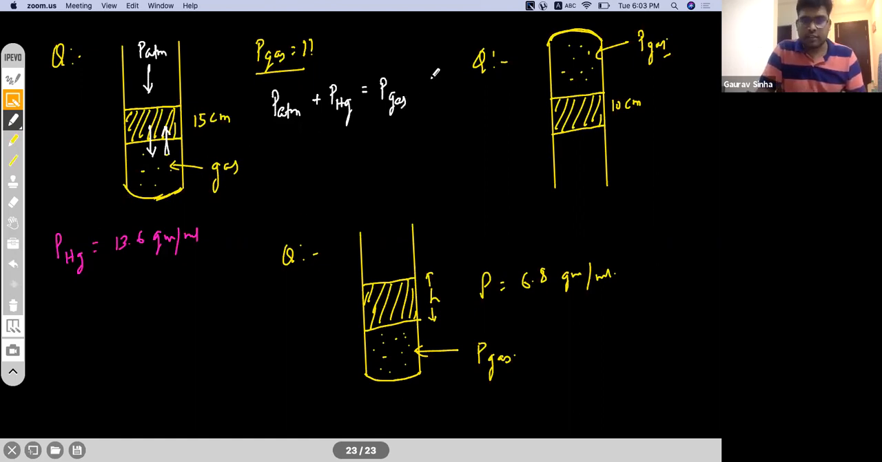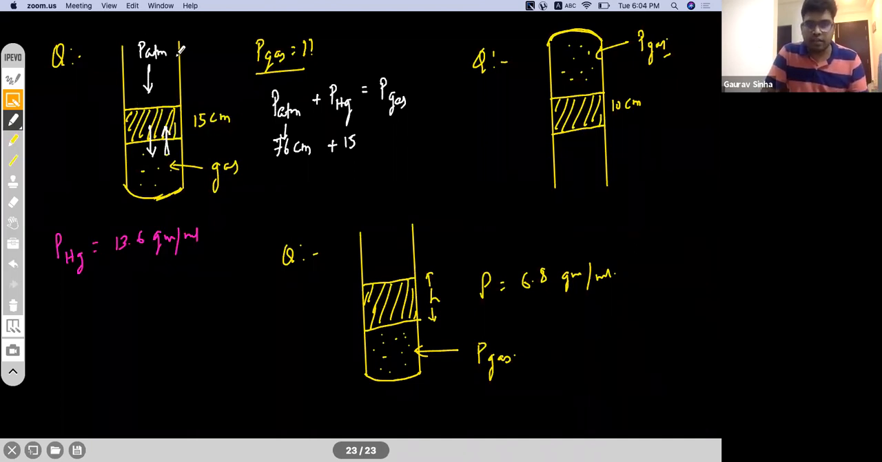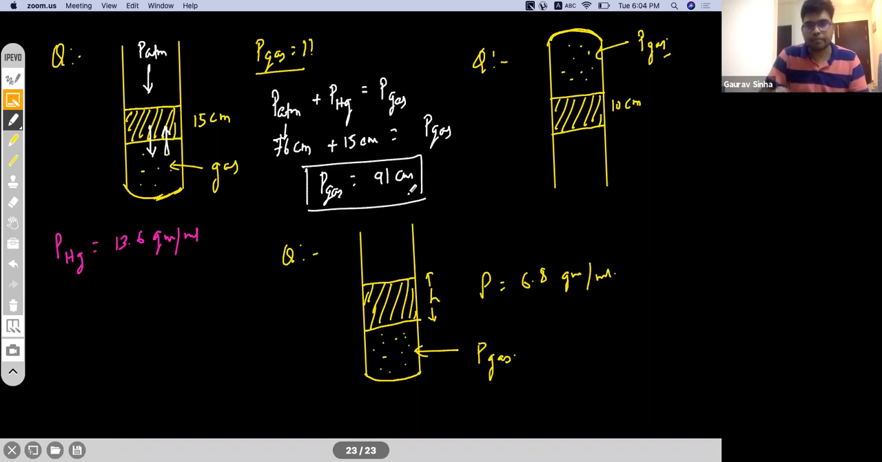So you will get this. Now we know everything. Atmospheric pressure is 76 centimeter of Hg, and plus 15 centimeter of Hg is also present, because we have only 15 centimeter of Hg. So we have 76 centimeter plus 15 centimeter, and this total pressure equals the pressure of gas. So the pressure of gas equals 91 centimeter of Hg. Tell me, is it clear?